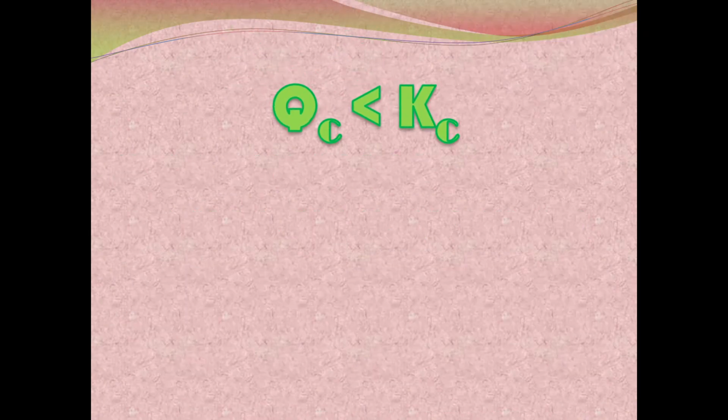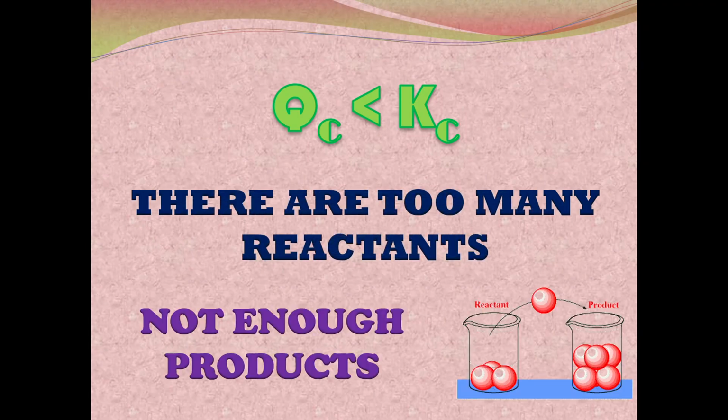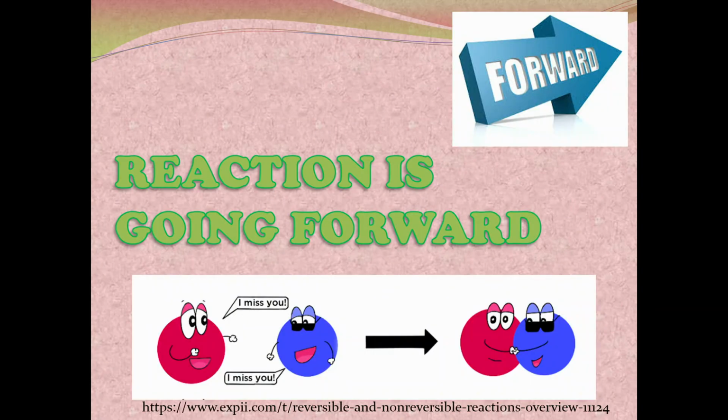If Q is less than K, then I have too few products and too many reactants. I need more in the numerator. So now, if I have Q less than K, I need to make more products, and therefore the reaction is going to go forward.